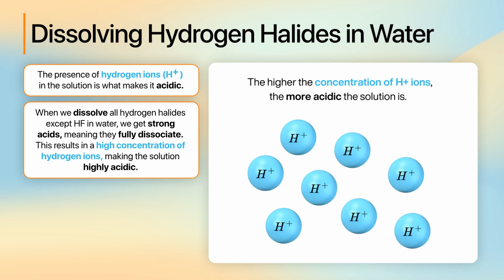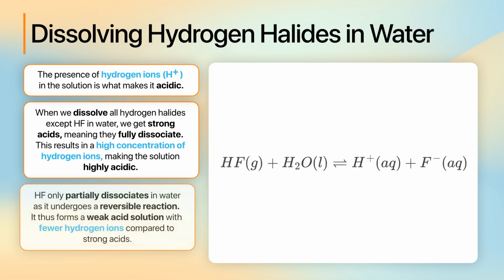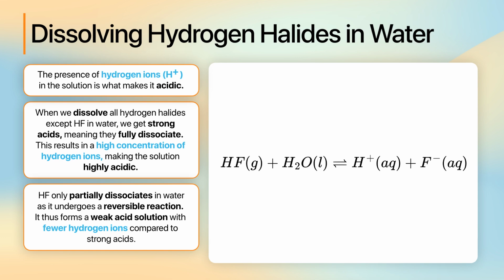Interestingly, not all hydrogen halides form strong acids. For example, hydrogen fluoride, HF, dissociates only partially in water. This is called a reversible reaction, meaning that some of the dissociated ions combine back into HF and H2O. We will look at reversible reactions in great detail in a later unit.